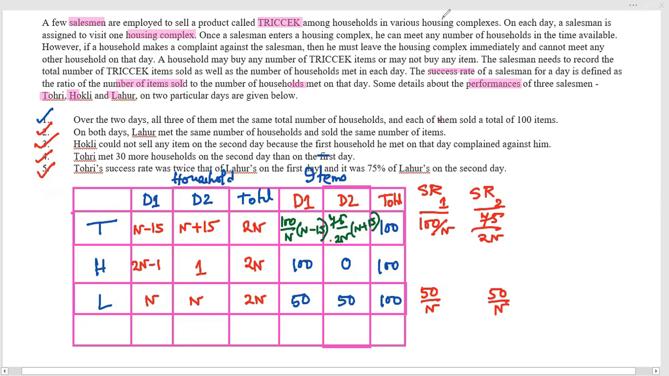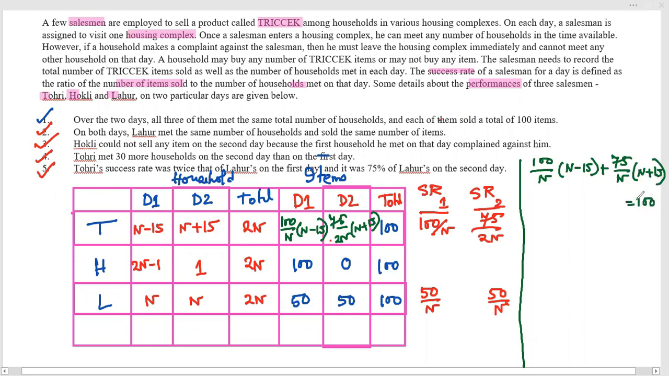Now after that we got one piece of information: these two numbers of items, if I add them up, it would be 100. So there is one relation, and from that relation we will get the value of n, and once n is there, the entire table will be formed. So let me write that data: 100 by n multiplied by n minus 15 plus 75 by 2n multiplied by n plus 15, that is equal to 100.